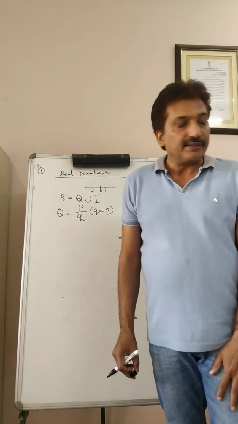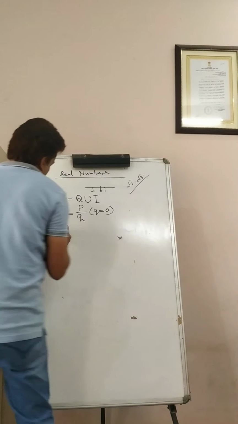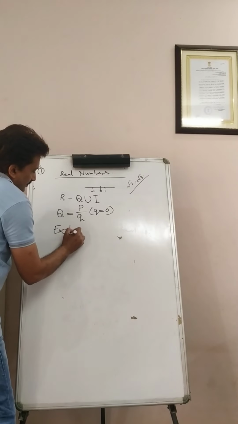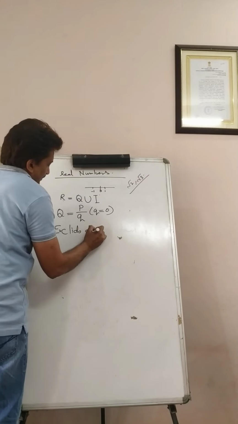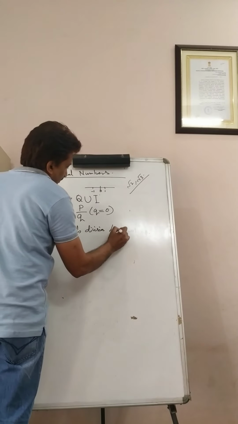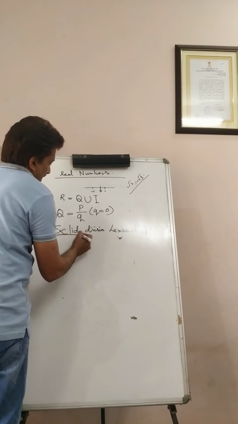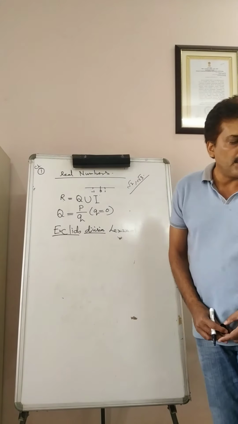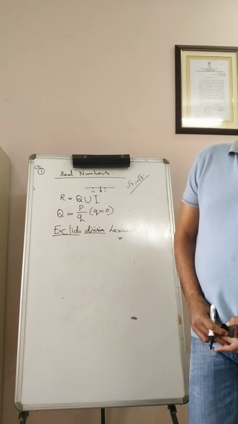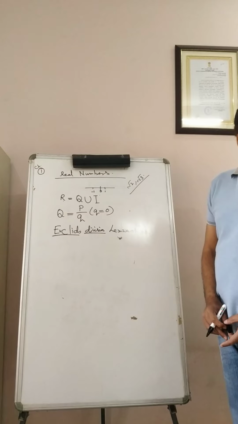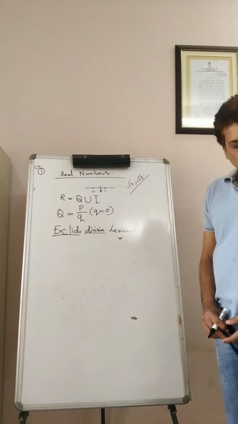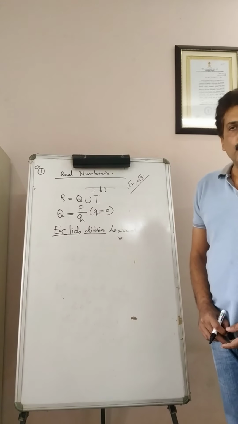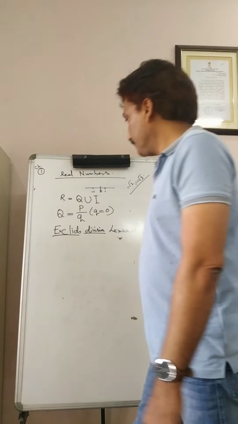Another term is the Euclid's division lemma. Euclid is the name, division everybody knows. And what is a lemma? A lemma is a proven statement used for proving another statement. So lemma is a proven statement used for proving another statement.